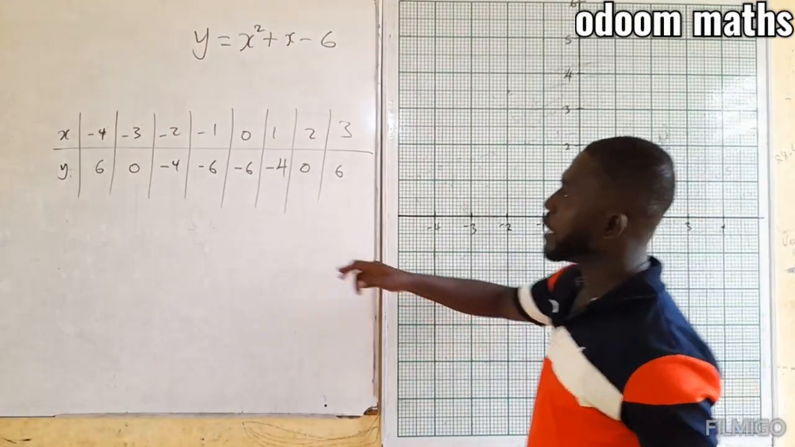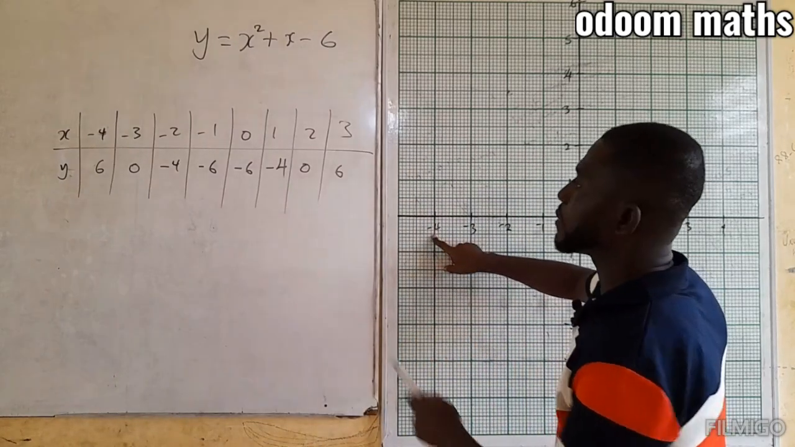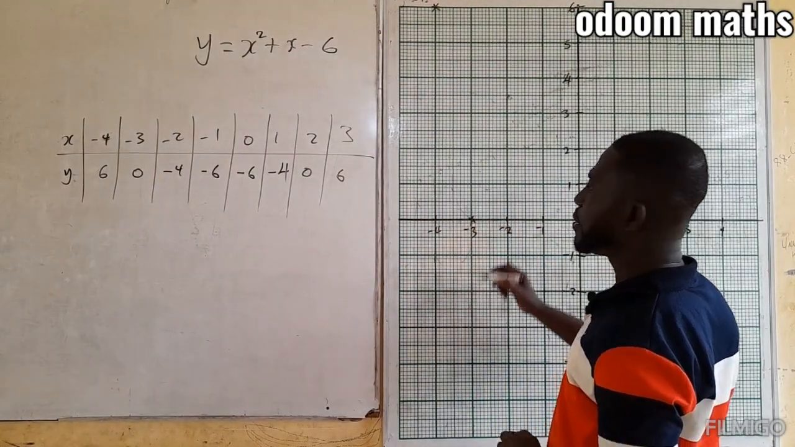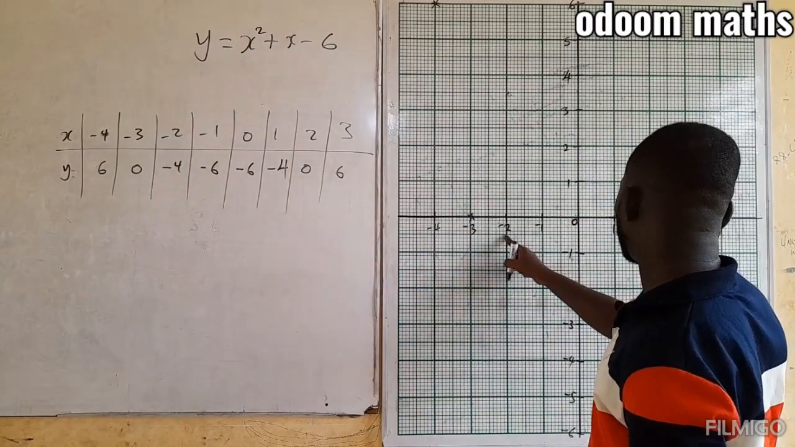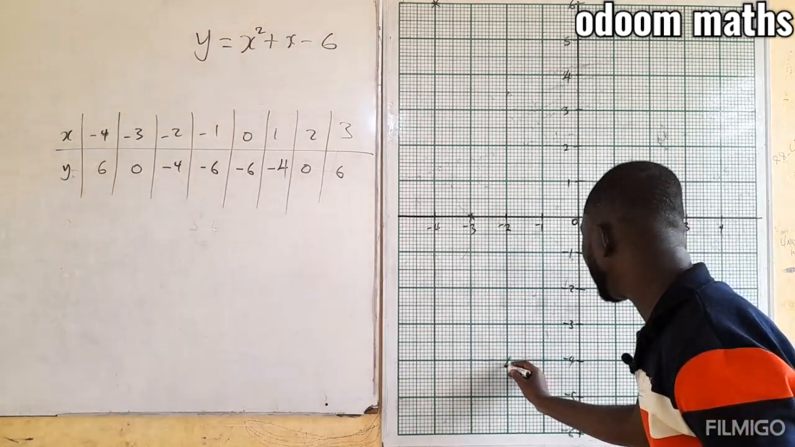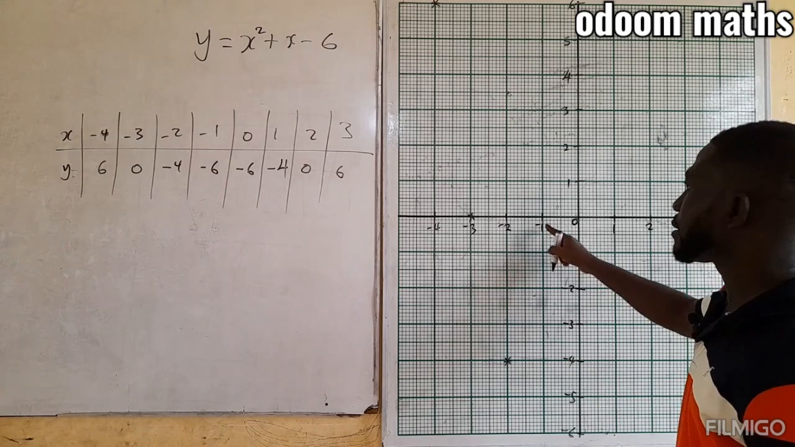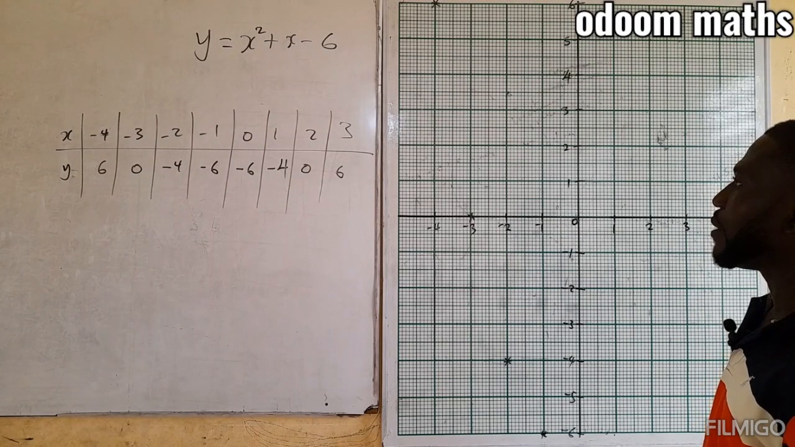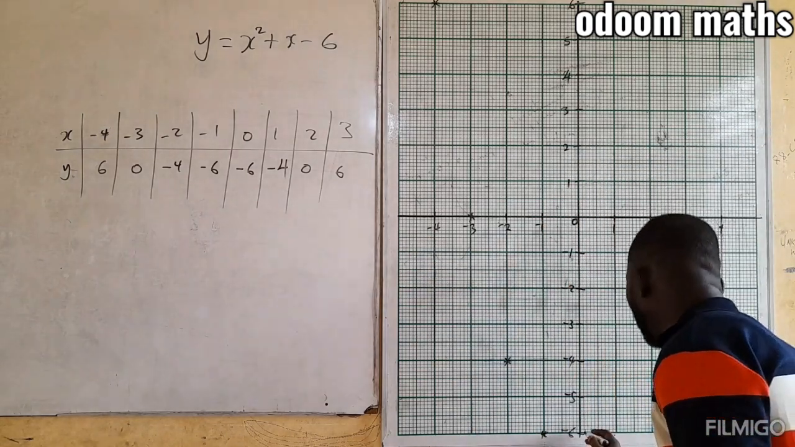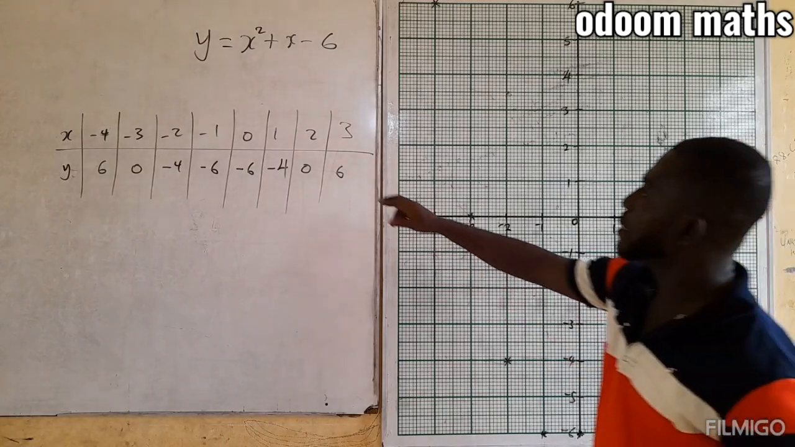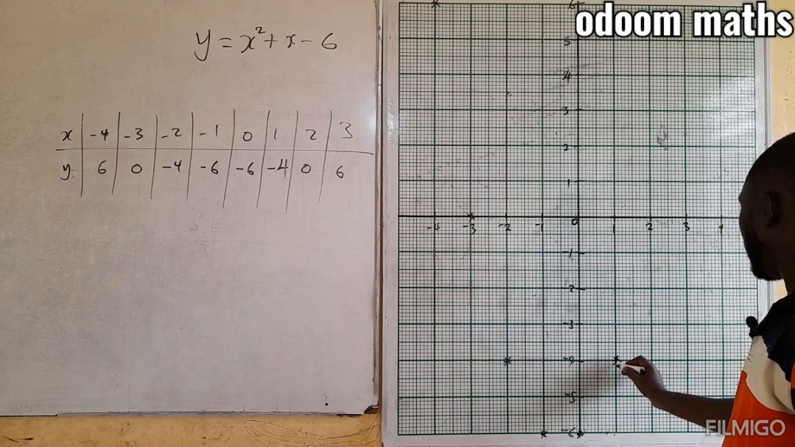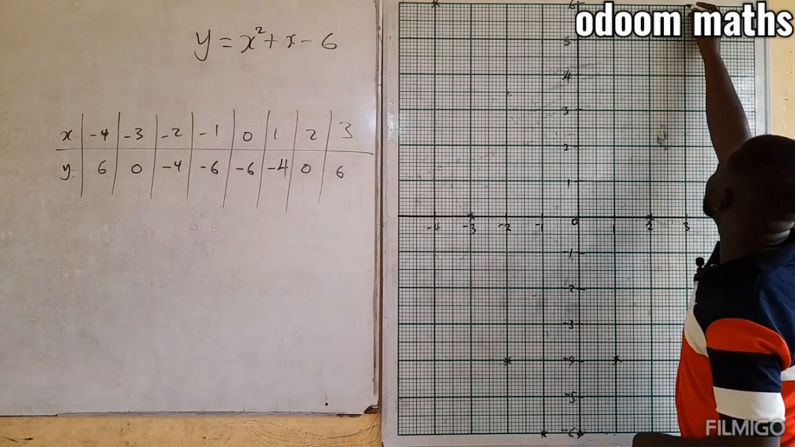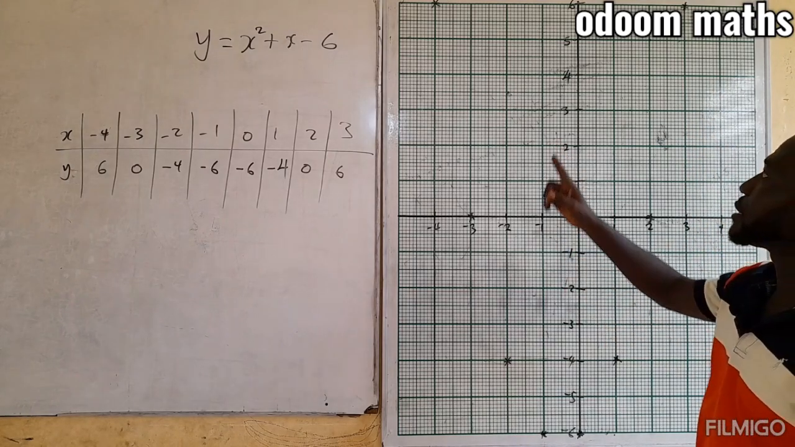Now we are plotting. So x is -4, y is 6. So -4, 6 will be here. This is where I'm going to place the points. Then -3, 0 is also here. Then -2, -4 is down here. Then -1, -6, which is also here. Then again, we need to have our 0, -6, which is here. Then our 1, -4 is also here. Then 2, 0. And then 3, 6. Okay. So we need to join these points with a free hand.